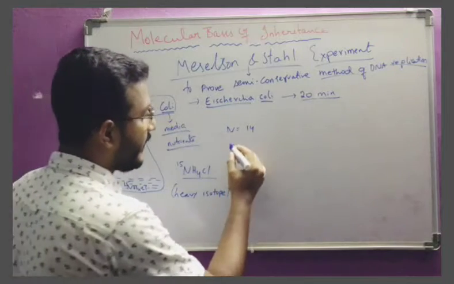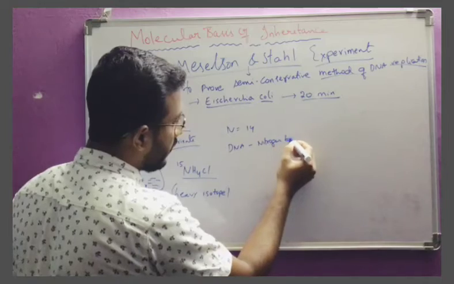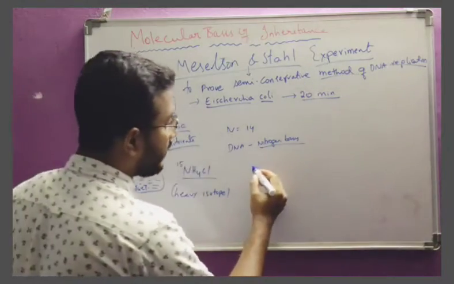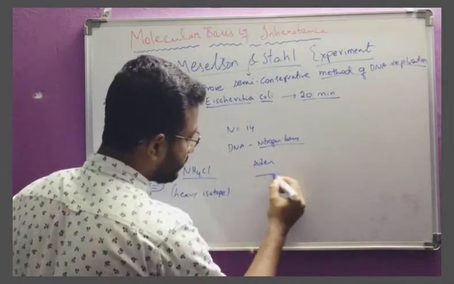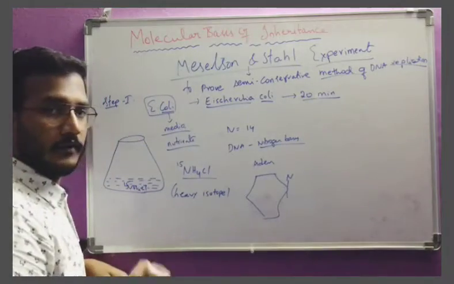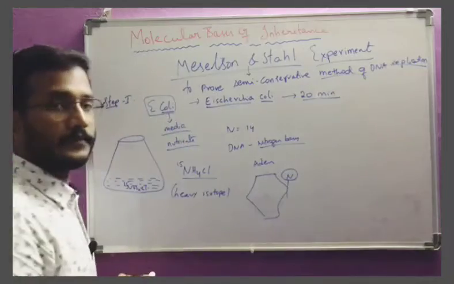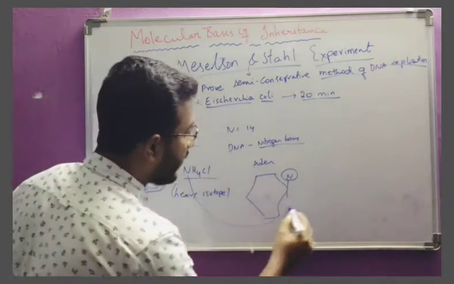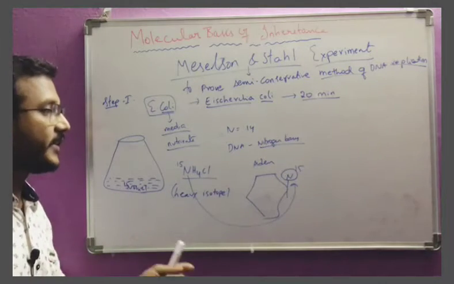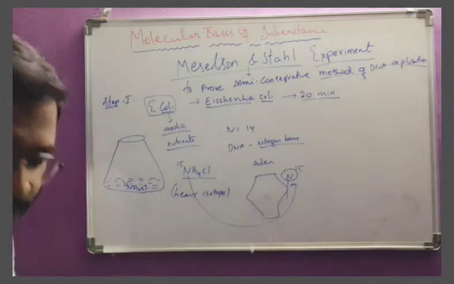So why they had taken nitrogen salt? Because DNA contains nitrogen bases. So they want to replace that nitrogen present, for example, in adenine. Here it contains nitrogen, for example. They want to replace this normal nitrogen with this heavy isotope nitrogen. So that's why they are taking NH4Cl, that is a nitrogen containing salt.